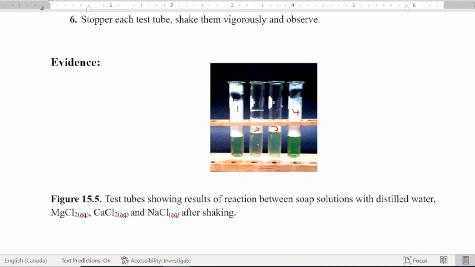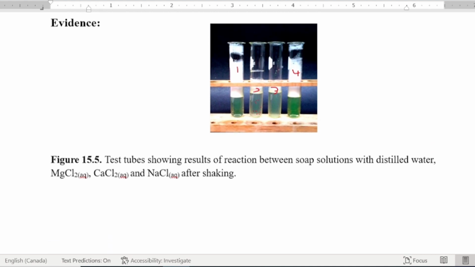Because of the presence of magnesium and calcium ions, you can see these are a little bit cloudy. One would expect this to be a little bit more cloudy if it's truly precipitate. They precipitated out the soap molecules, and therefore fewer molecules are there to create the lather, as you've seen in test tubes 1 and 4. Okay, so I hope you understand that.